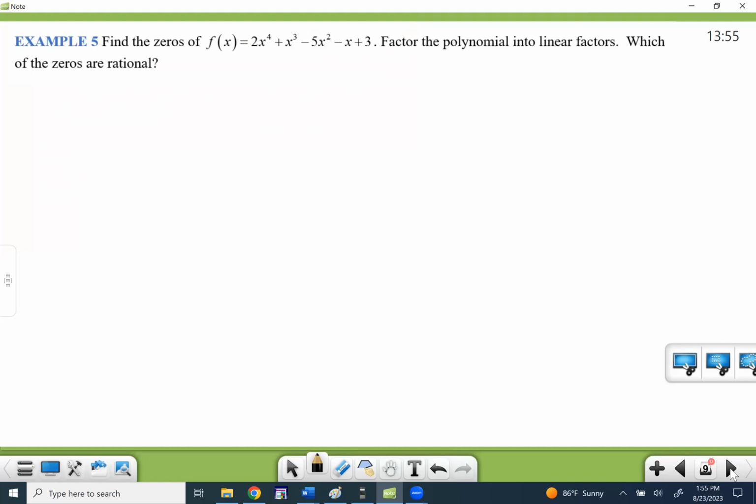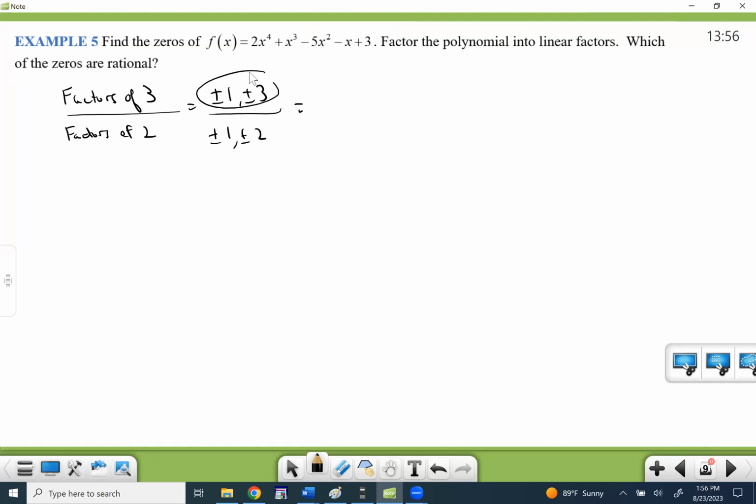All right, now we're just changing the directions to add a little bit more. It's saying now actually find the zeros, okay? So we're going to go in and we're going to list our possible rational zeros by putting factors of the last number, so factors of 3, on top of factors of the first number, so factors of 2. All the things that multiply to make 3 are just 1 and 3. And then all the things that multiply to make 2 are just 1 times 2.